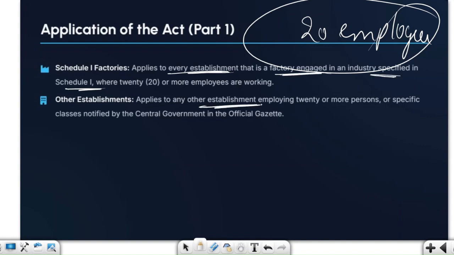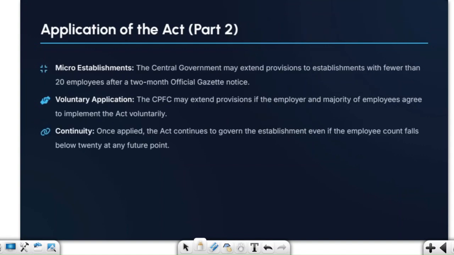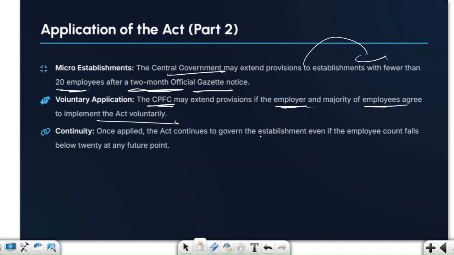Also applicable to other establishments employing 20 or more persons, or specific classes noted by the central government. Now, micro establishments: the central government may extend the provision to establishments with fewer than 20 employees after a 2-month official gazette notification. The CPFC may extend provisions if the employer and the majority of employees agree to implement the act voluntarily.